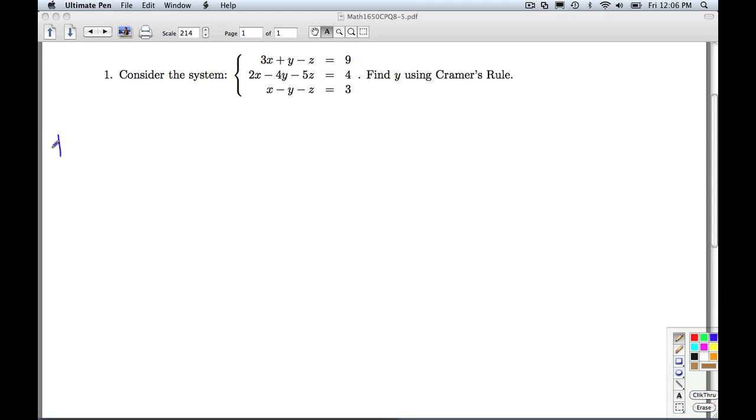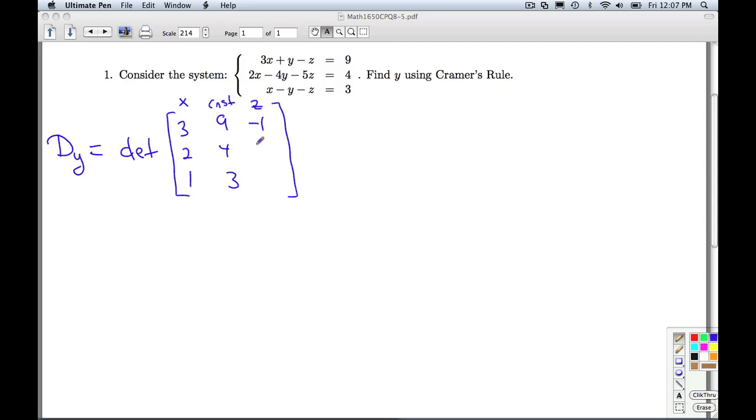Now we need to find the determinant dy. To get the determinant dy, what we do is we replace the y column with the constants. So instead of having 3, 1, negative 1, we have 3, 9, negative 1. So sometimes it's helpful to fill these in by columns so we don't get confused. The x column would be 3, 2, negative 1. So just the coefficients of x on down the line. Now I feed in the constants where the y goes, and then the z's.